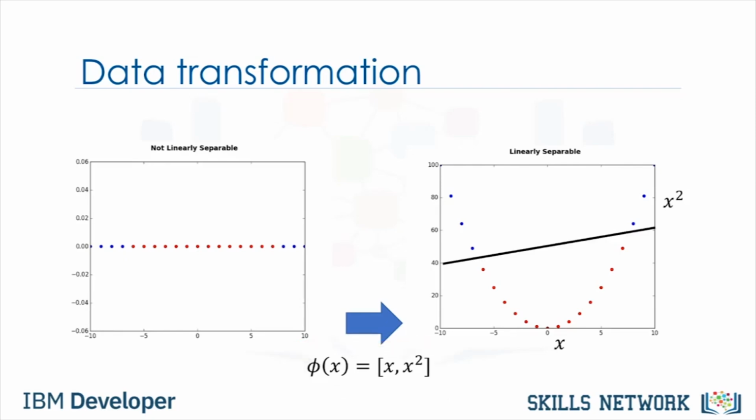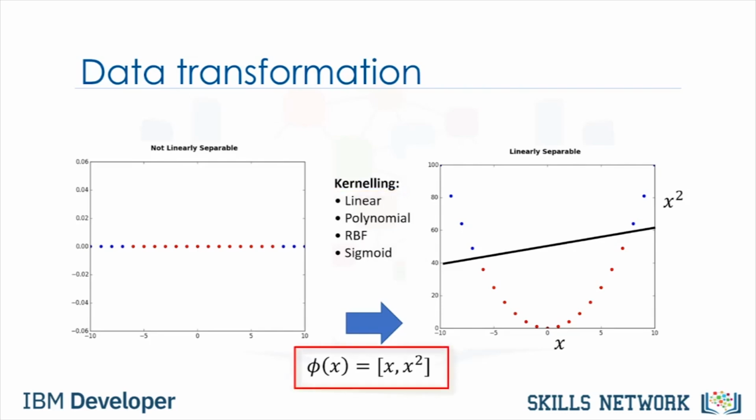Notice that as we are in a two-dimensional space, the hyperplane is a line dividing a plane into two parts where each class lays on either side. Now we can use this line to classify new cases. Basically, mapping data into a higher dimensional space is called kerneling. The mathematical function used for the transformation is known as the kernel function and can be of different types, such as linear, polynomial, radial basis function, or RBF, and sigmoid.